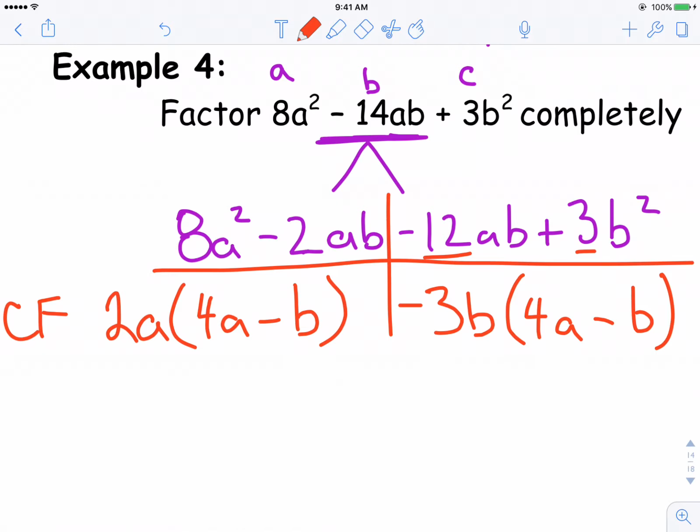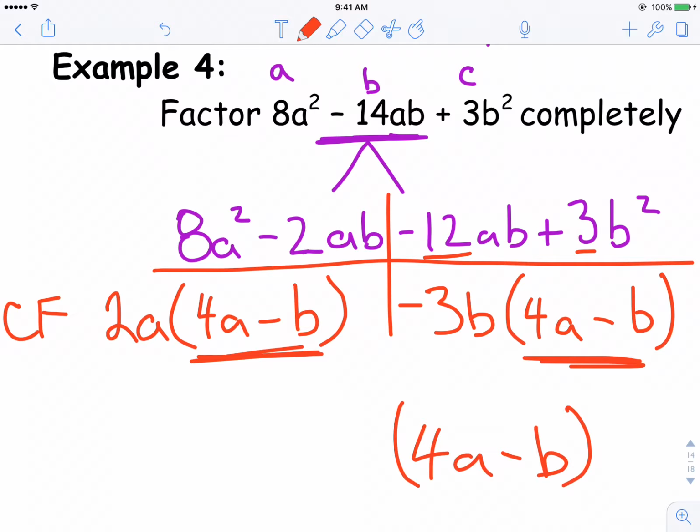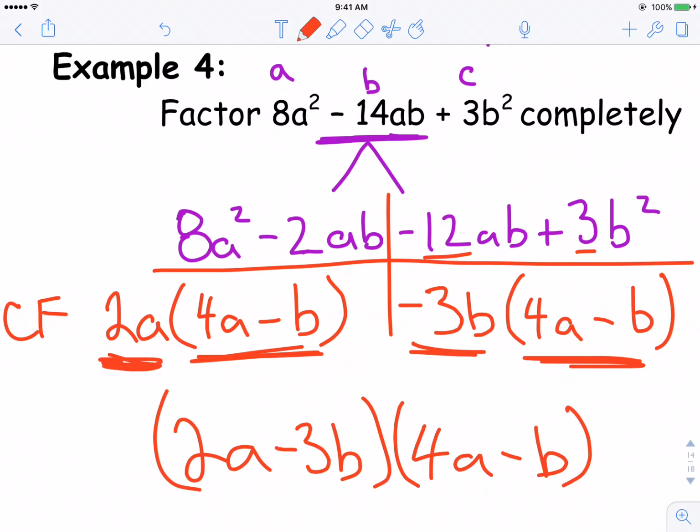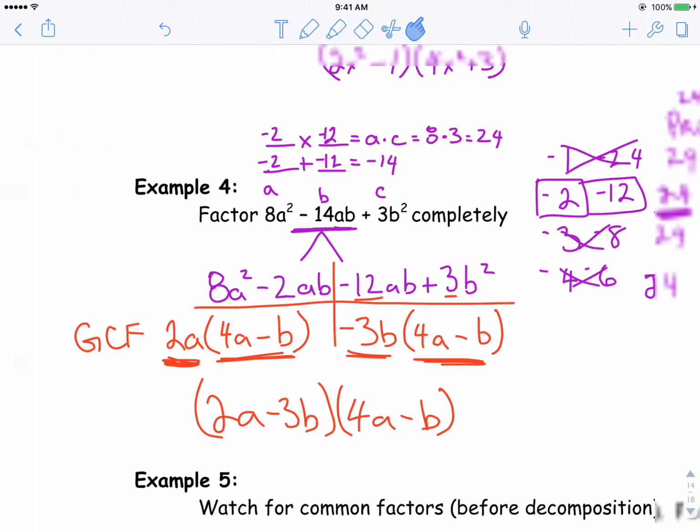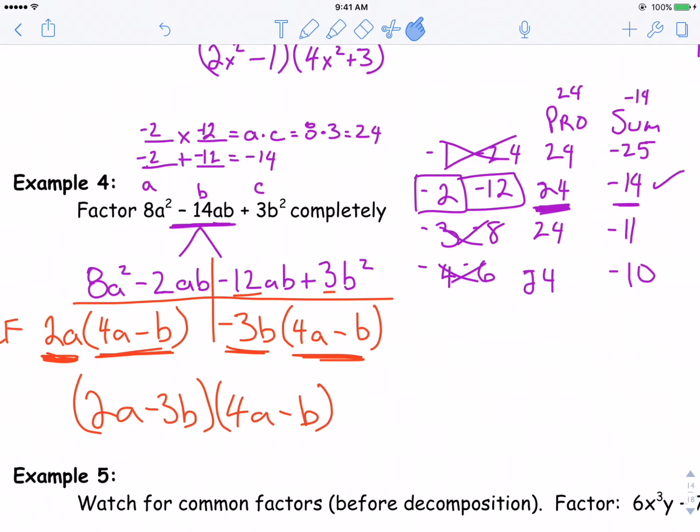And you can see at this point, these have to be the same. That gives me one factor, 4a minus b. My other factor, what I factored out, 2a minus 3b. Factored.